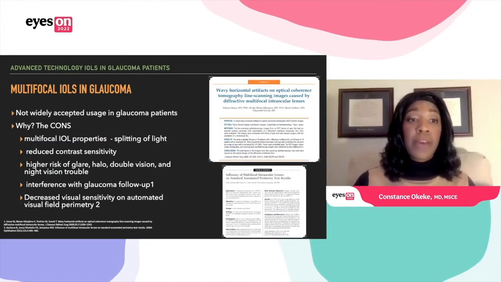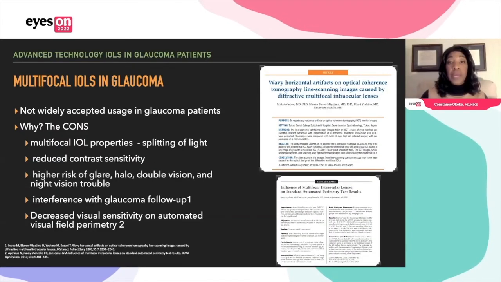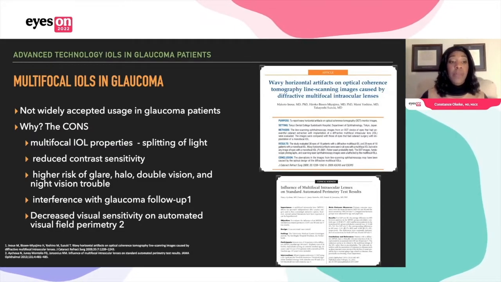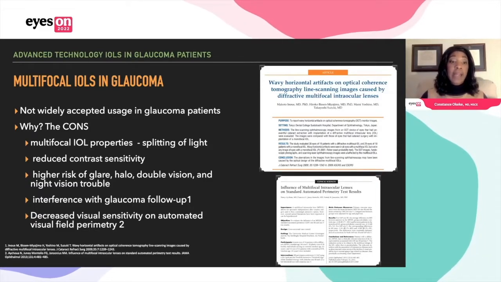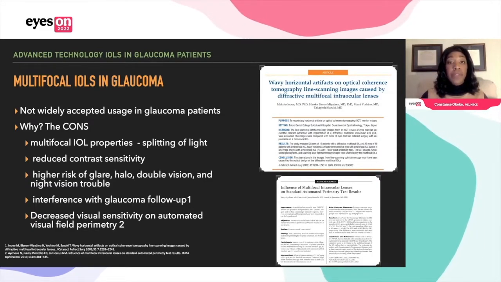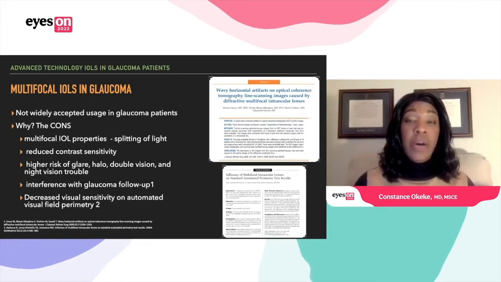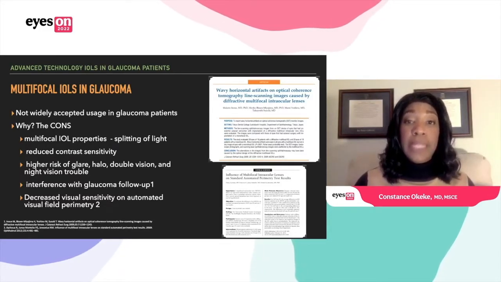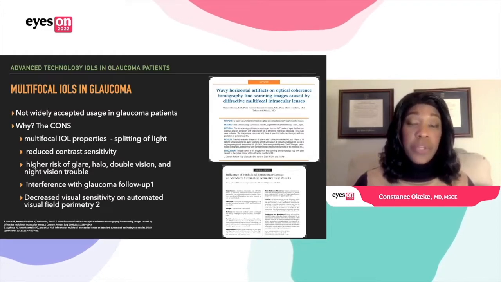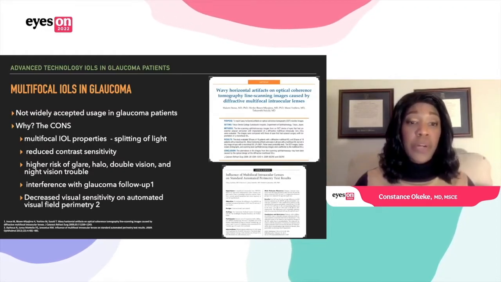But in patients who have glaucoma, part of the reason why it hasn't been completely widely accepted in all patients with glaucoma is because multifocal lenses do split the light, and that can cause a reduction of contrast sensitivity in patients who already have risk for that reduction. Also, there can be halos, glare, and trouble with night vision. These are all issues that are already present with patients with glaucoma.